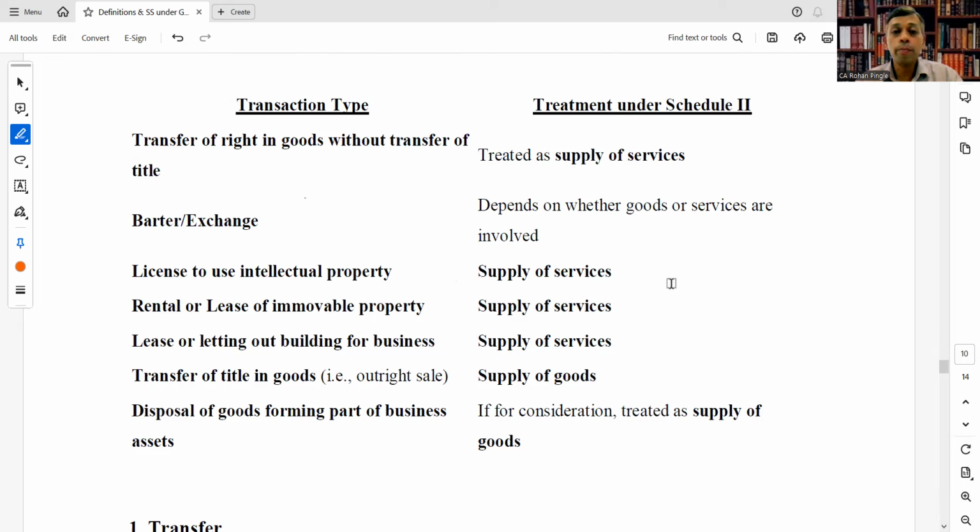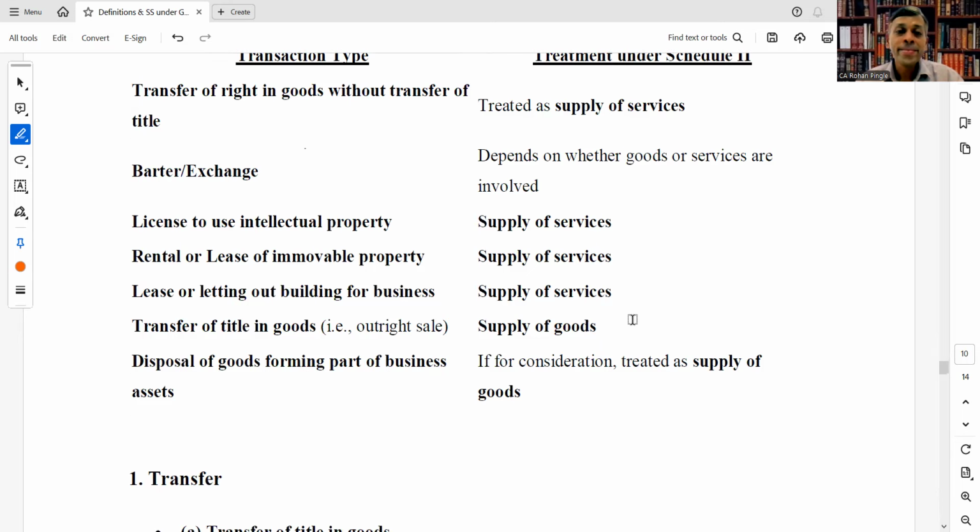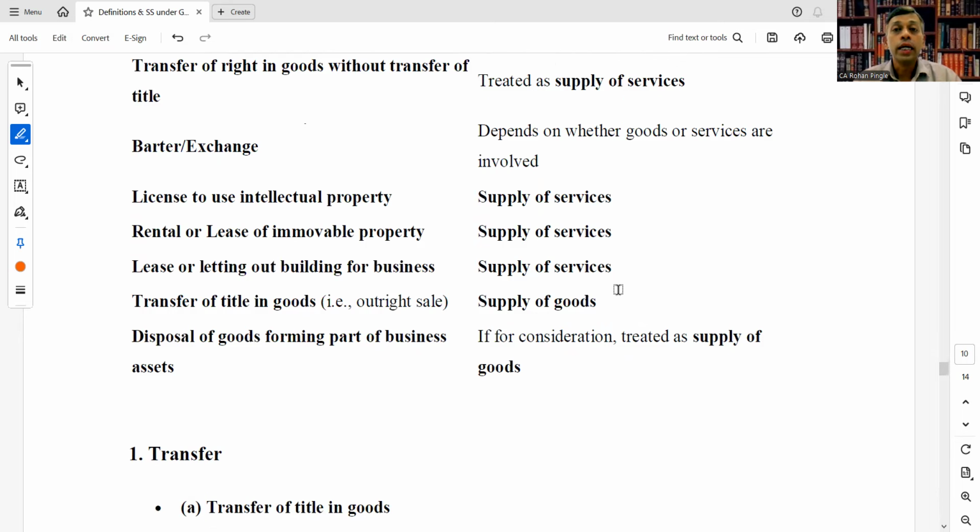Lease or letting out of a building for business is a supply of services. So Schedule 2 is important from the service point of view. Transfer of title in goods, that is an outright sale, is a supply of goods. Disposal of goods forming part of business assets, if for consideration, is treated as a supply of goods.